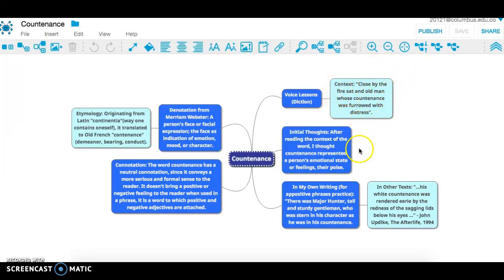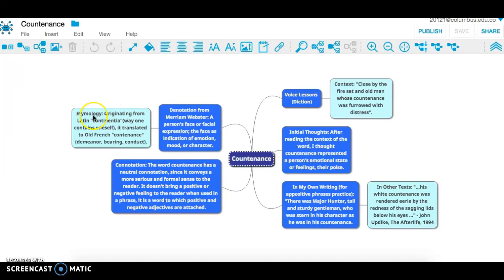So my initial thoughts after seeing that sentence was that countenance represented a person's emotional state or their feelings, because it says furrowed with distress. But then I looked at the denotation from Merriam-Webster, and it is a person's face or facial expression. The face is an indication of emotion, mood, or character.